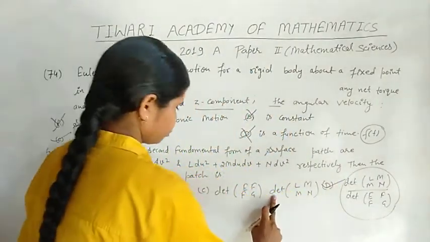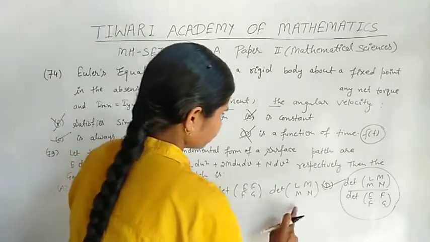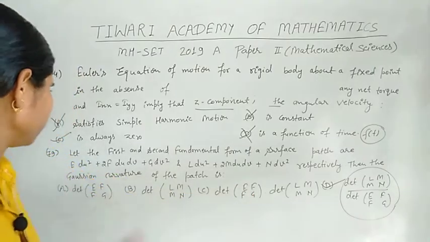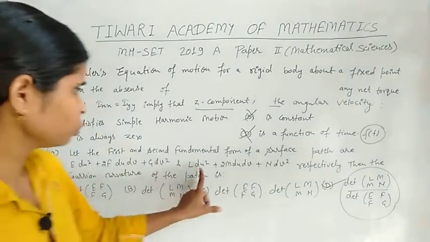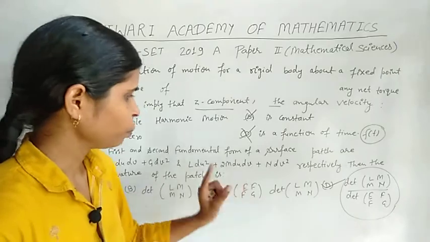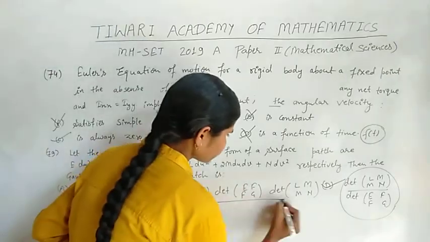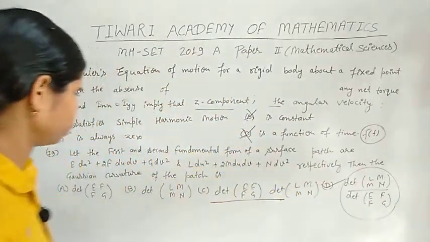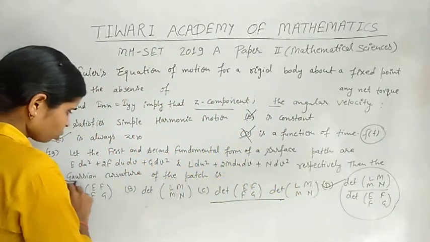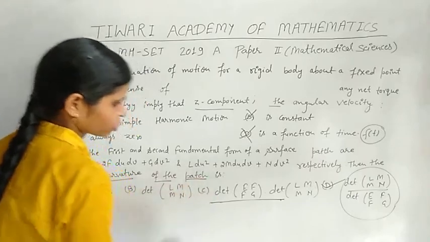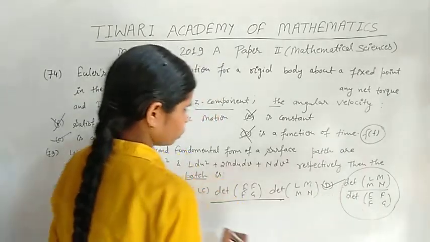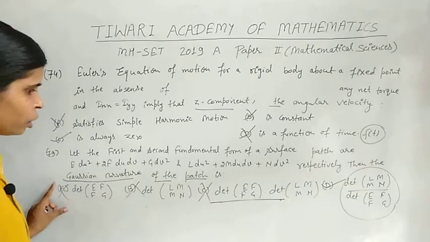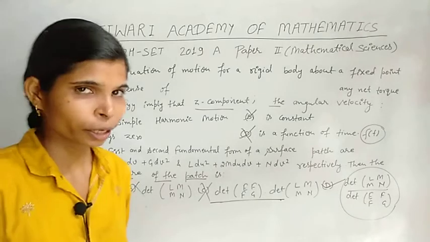In option C, this is multiple and the determinant is E F F G into L M M N, but it is not in the product form, it is a division form, because it told Gaussian curvature of the patch, so it is division. C option is a wrong option. B, A also a wrong option.